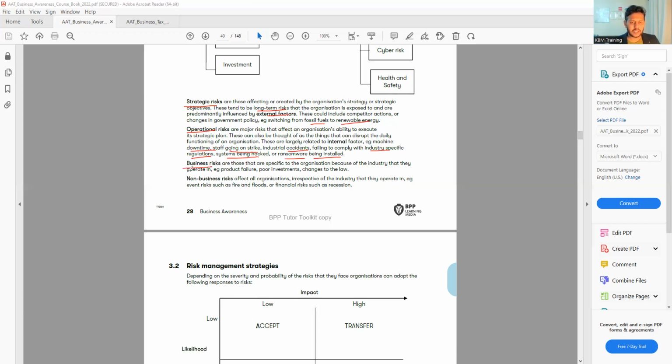Business risks are those that are specific to the organization because of the industry that they are in. Examples: product failure, poor investment, and changes in the law. Non-business risks affect all organizations irrespective of the industry that they operate in. Examples: event risks such as fire and flood, and financial risks such as recession.